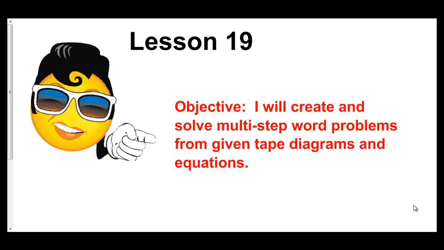This is lesson 19. I will create and solve multi-step word problems from given tape diagrams and equations. So in this lesson, you're going to completely skip your journal because there's not going to be anything to put in your journal today. You're going to go directly to your problem set. So go ahead and get out lesson 19 problem set and let's get started.